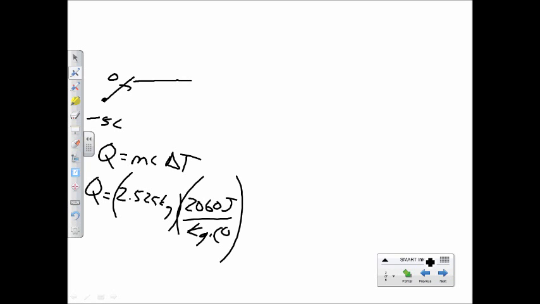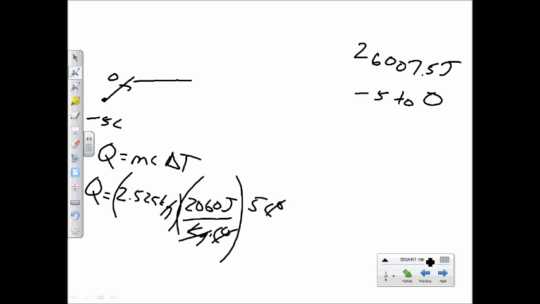And then we're going to multiply that by the temperature change we need. We need to go from -5 to 0, so 5 degrees. So we multiply that out, 2.525 times 2060 times 5. That comes up to be, I'm going to write this up here, 26,007.5 joules. And that's to go from -5 to 0.